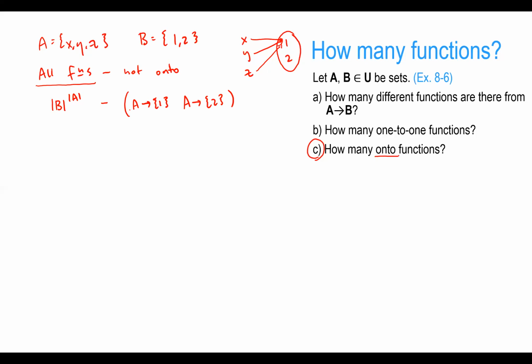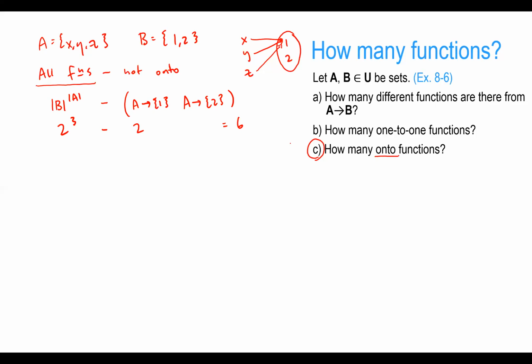So at least in this example, we have 2 to the 3 total functions. So we have 8 total functions, and 2 of them are not onto. So we get the answer 6. All right. So generally, how do we calculate this? So what does a general formula look like for the number of onto functions?